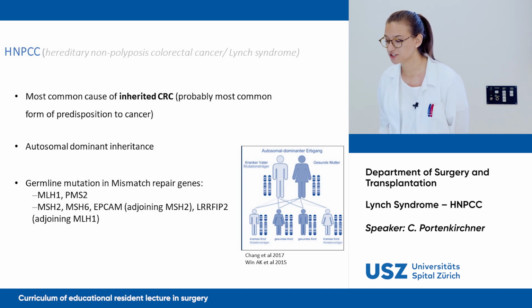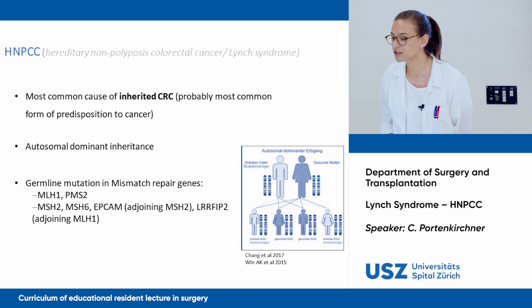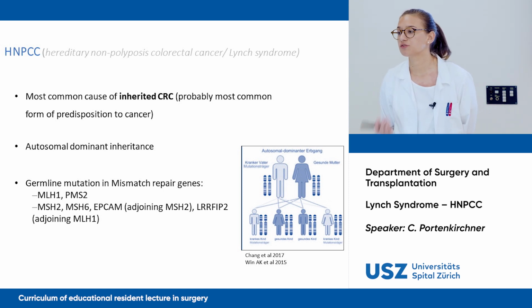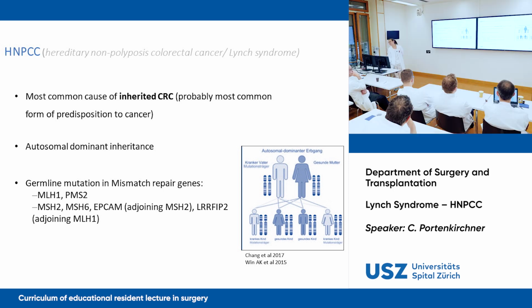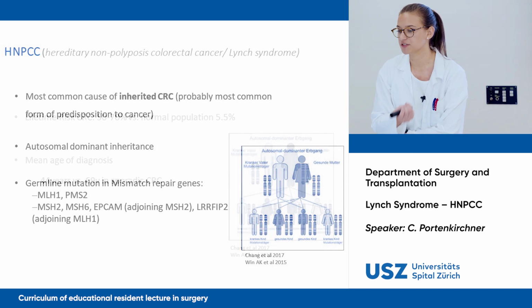There are large deletions in EpCAM, which is adjoining the MSH2 gene, and which lead to Lynch syndrome, and most of the time it's upper GI cancers that are associated with EpCAM. We also have the gene LRRFIP2, which is adjoining the MLH1 gene. This is defective due to promoter hypermethylation in these parts.